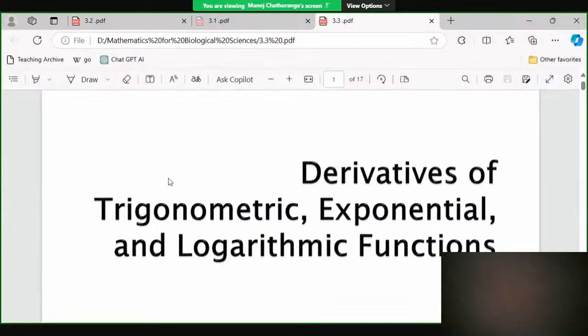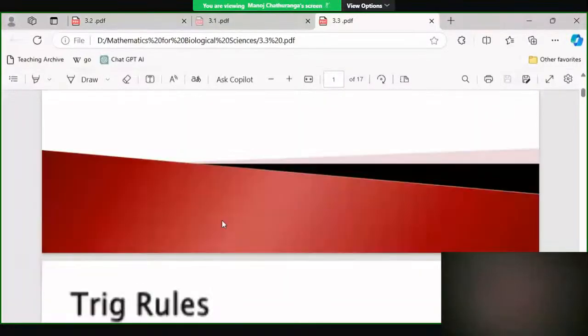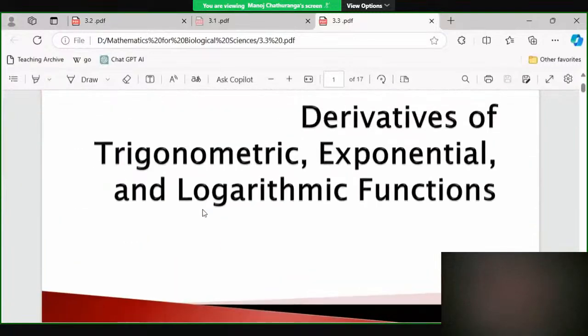Since I have 20 more minutes, I will start talking about these functions, but I don't want to start from trigonometry because I kept the trigonometric functions aside in a discussion on the preliminary part. I discussed exponential and logarithmic functions. So I'll start from exponential functions.